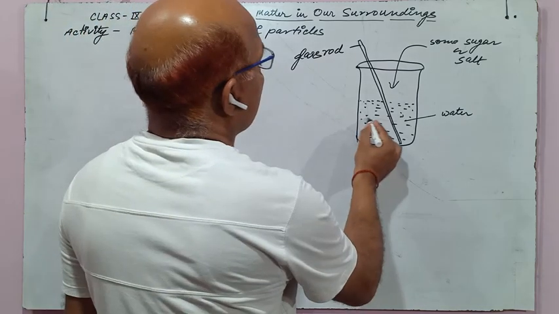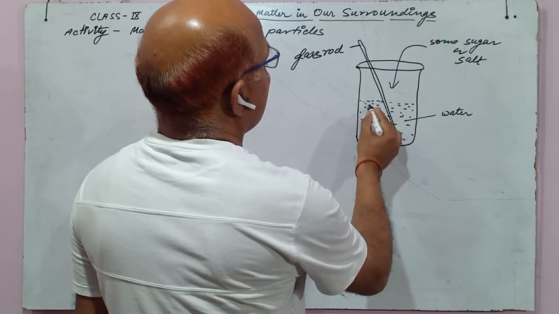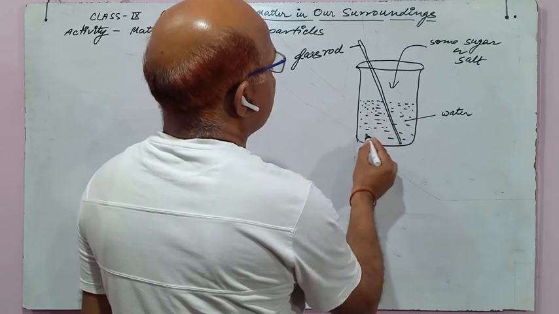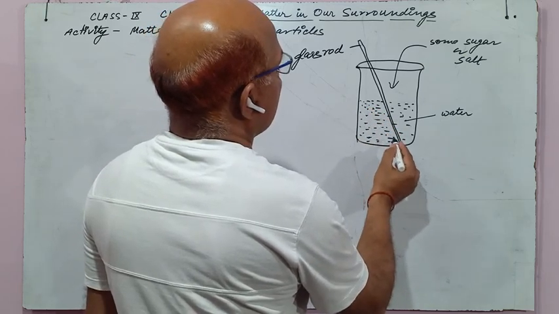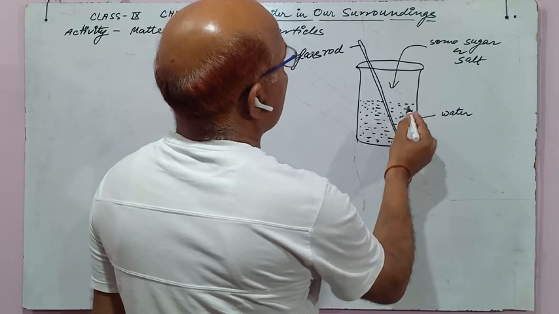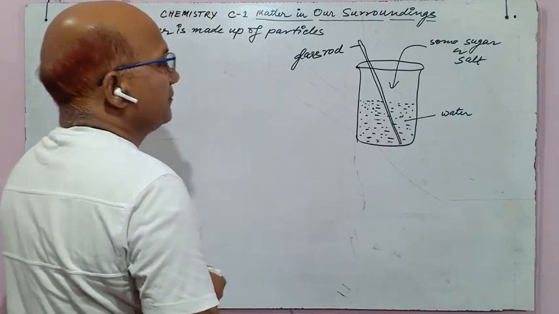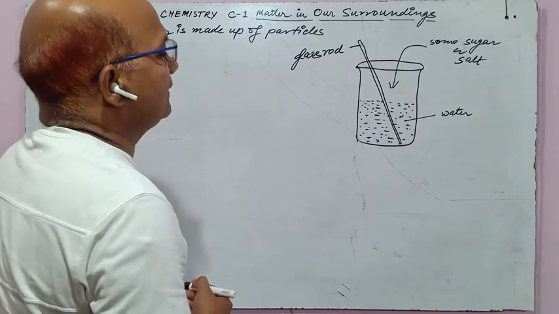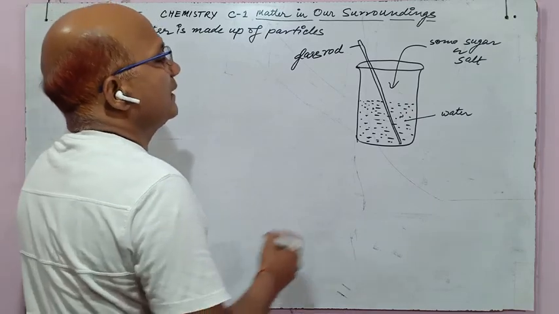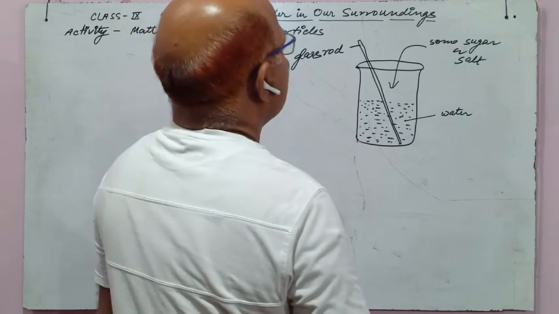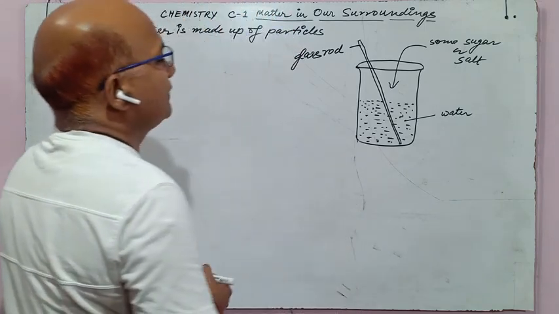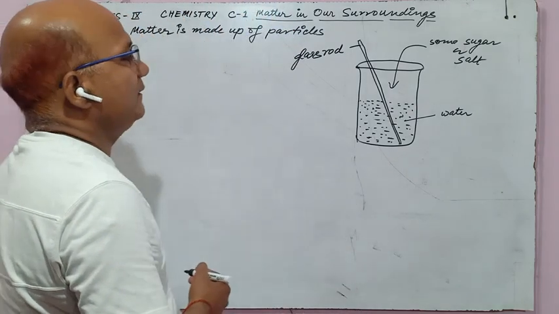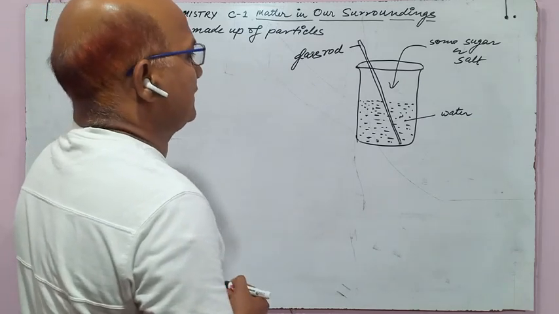So from this activity we observe that the sugar or salt particles get spaces into water particles, and that's why the level of water does not increase. So we can say that matter is made up of particles.